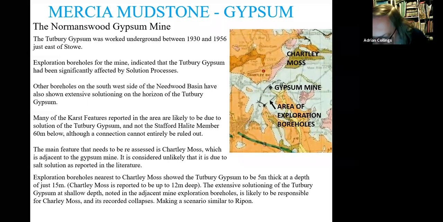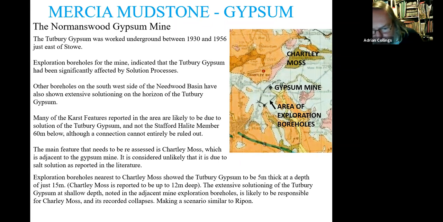Therefore, the extensive solutioning of the Tutbury gypsum at shallow depth noted in the adjacent mine exploratory boreholes is likely to be responsible for Chartley Moss and its recorded collapses, making a scenario similar to Ripon.